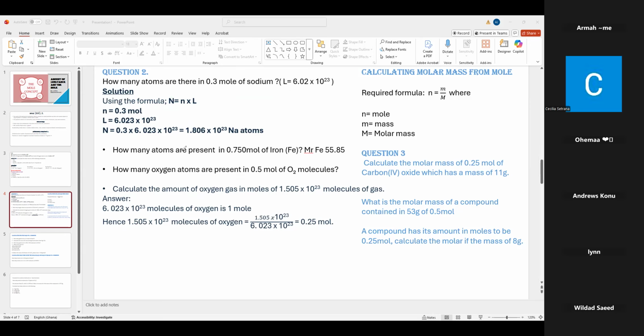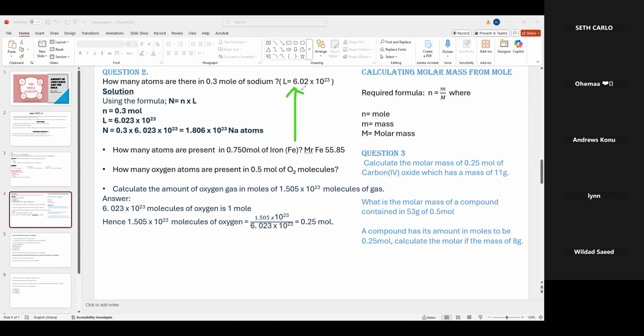It says, how many atoms are present in 0.750 mole of iron? Can we solve it? Take your Avogadro to be 6.023 times 10 to the power 23. Please, let's try our hands on it.